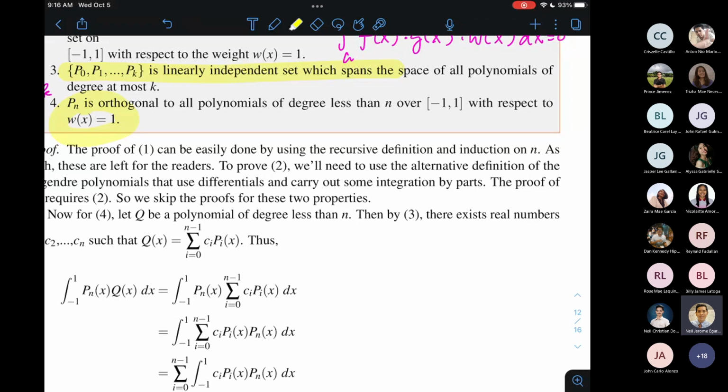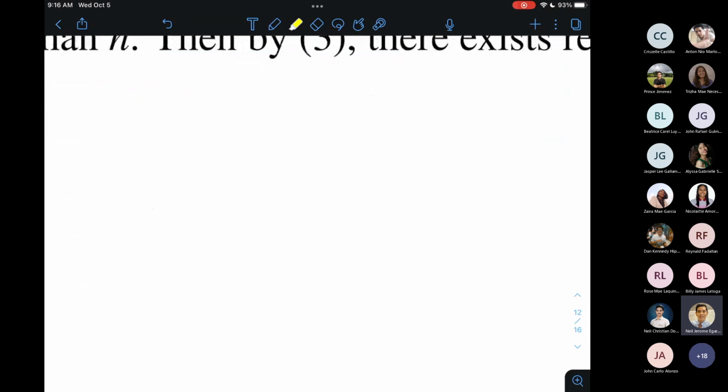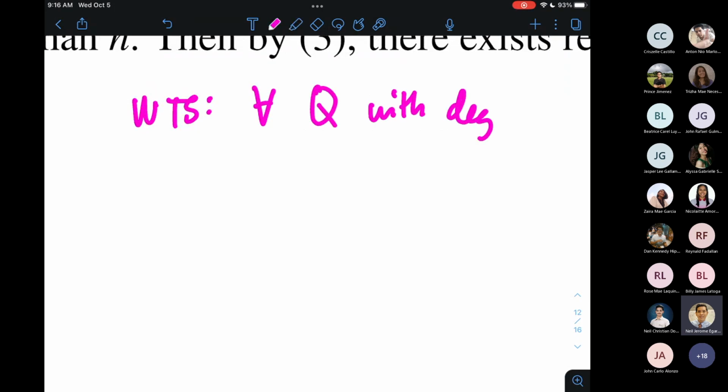Pero property 4 goes a little bit further. It is telling us that the Legendre polynomials are always orthogonal to any polynomial whose degree is less than n. So basically, if I apply the definition of orthogonality, this is what we want to show. We want to show that for all polynomials q with degree of q less than or equal to n, alright? Because our theorem says the degree should be at most n, alright?